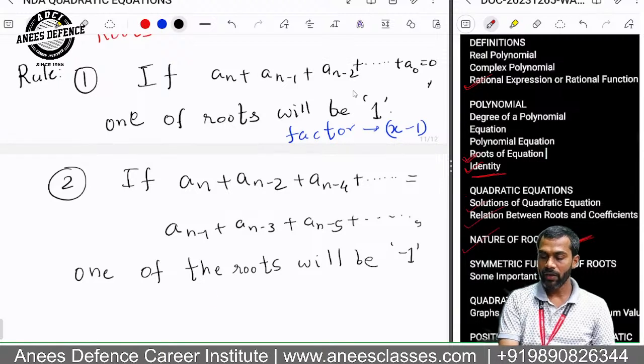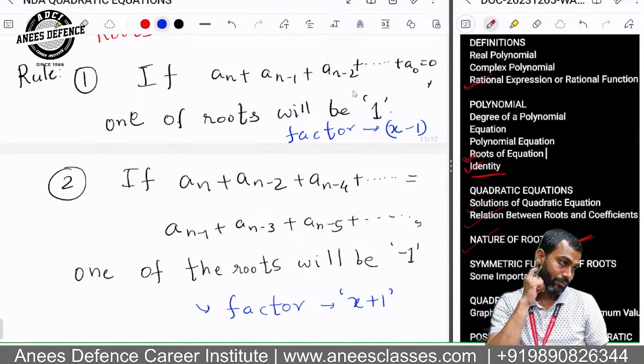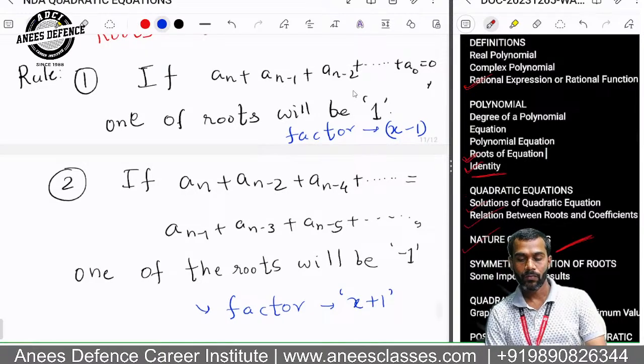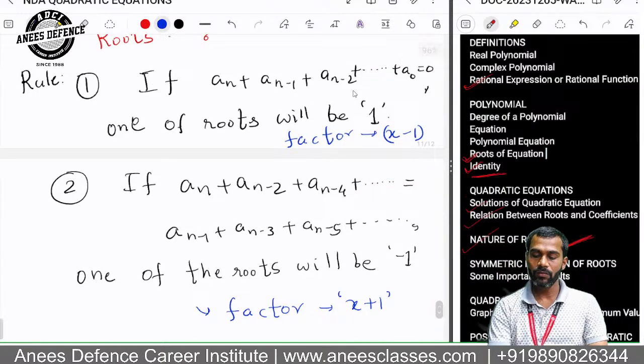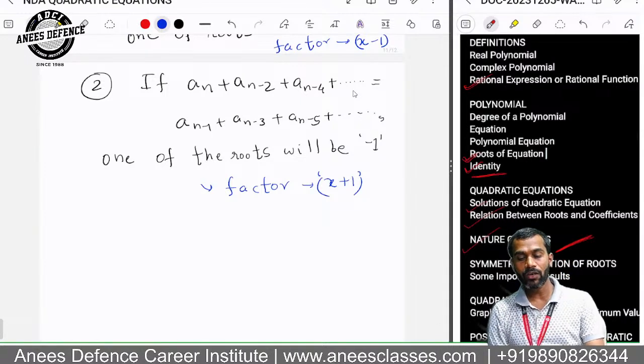And what would be the factor, students? Factor would be x plus 1. Is there any doubt? Yes or no? Done. Factor would be x plus 1. Shall we move ahead? Okay. So that is the second rule.